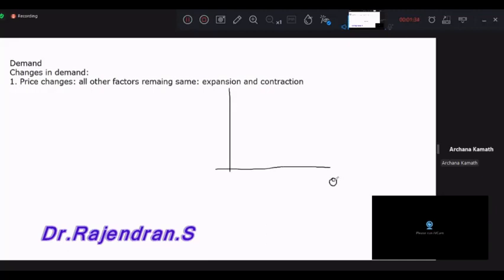So I'll make use of the graph here. Demand is measured on the x-axis and price is measured on the y-axis. You have the normal demand curve, which is downward sloping. And initially your price is P1, and at P1 price, as a consumer, I'm demanding Q1 quantity. What could be the possible reason for me to purchase more of the same commodity? More means I have to go to the right side of Q1, right? What made me purchase more of the same commodity?